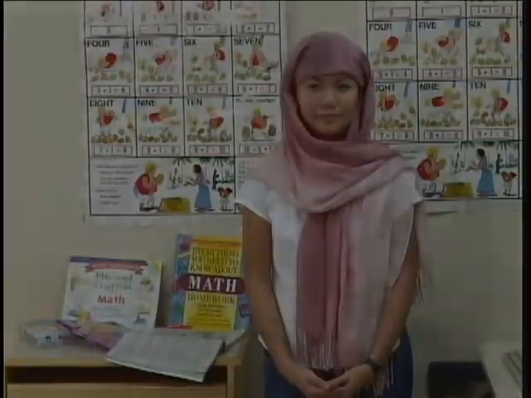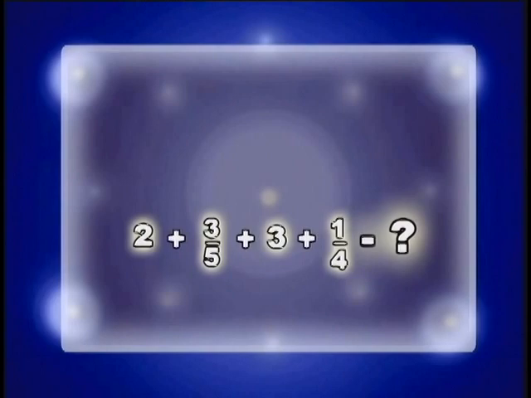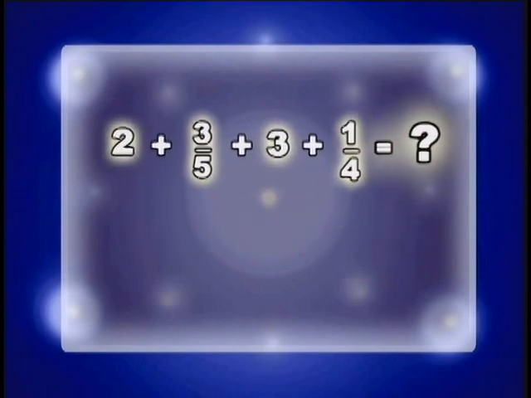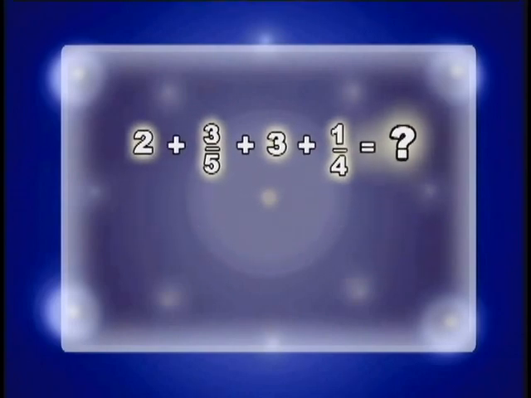It's me again, Shiomi. Previously, we talked about adding dissimilar fractions, or fractions that have different denominators. But what if we start seeing this kind of equation? There are fractions that are dissimilar, and then there are whole numbers. How do we add them?